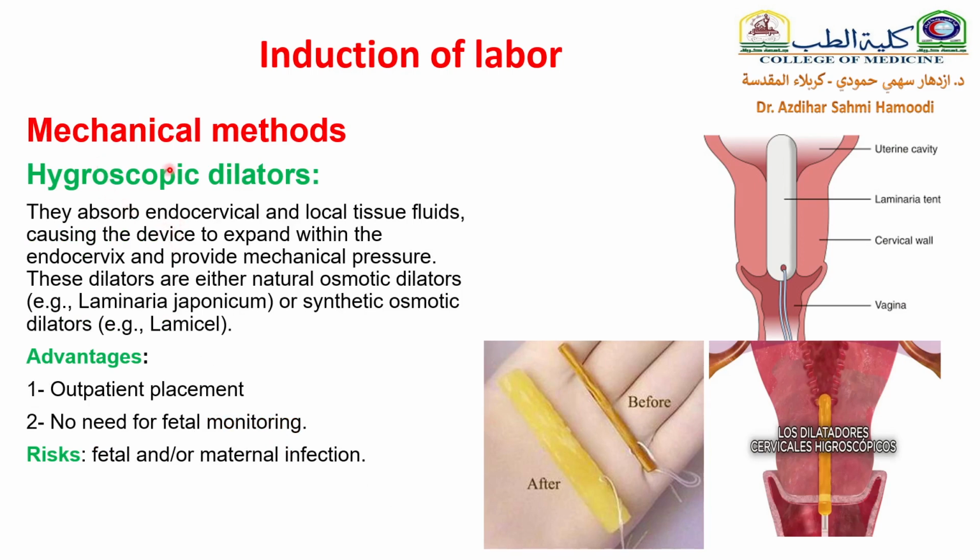Now we have the mechanical methods. For example, hygroscopic dilators. They absorb endocervical and local tissue fluids, causing the device to expand within the endocervix and provide mechanical pressure. These dilators are either natural osmotic dilators, for example, laminaria, or synthetic osmotic dilators, for example, Lamicel. As you see here, this is before insertion, this is after insertion: it becomes wide and large, which causes mechanical pressure on the endocervix and helps to dilate the cervix.